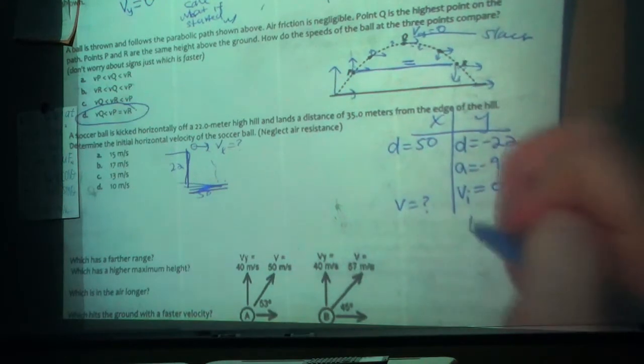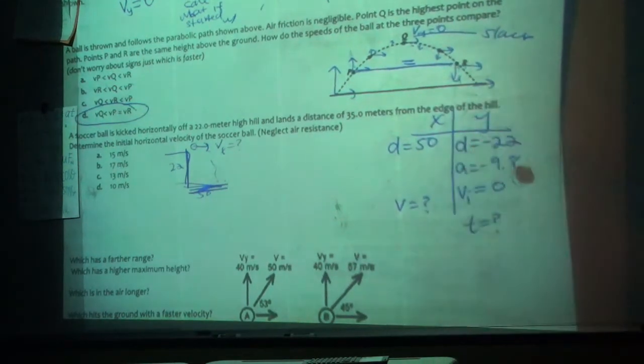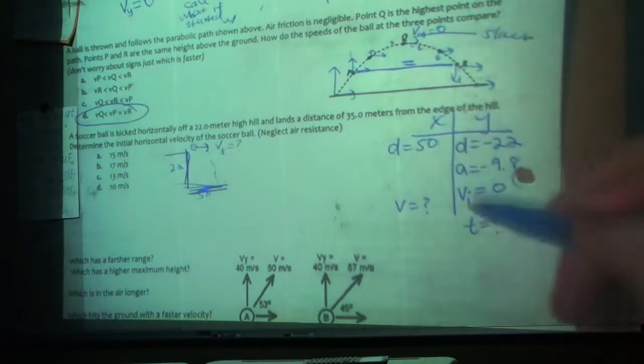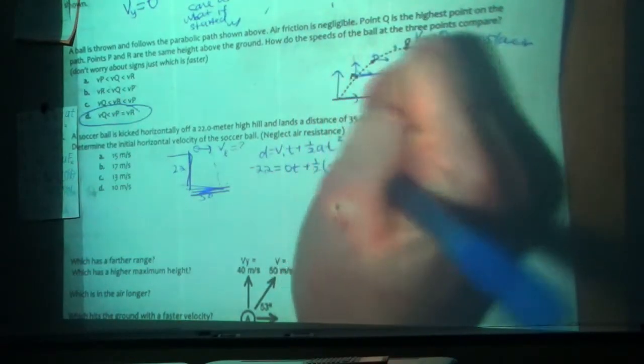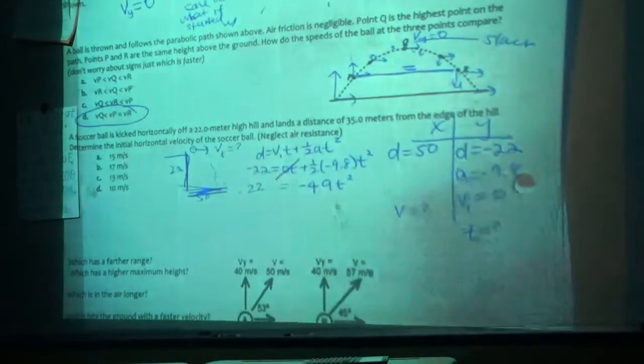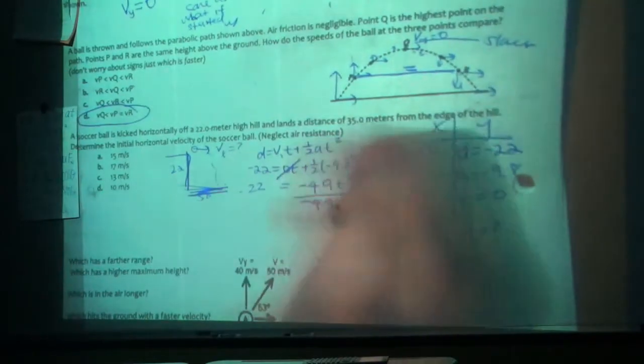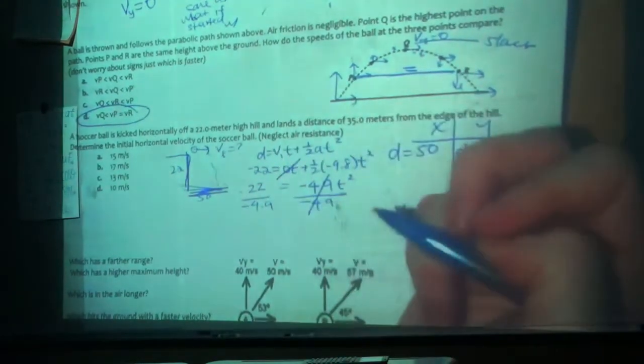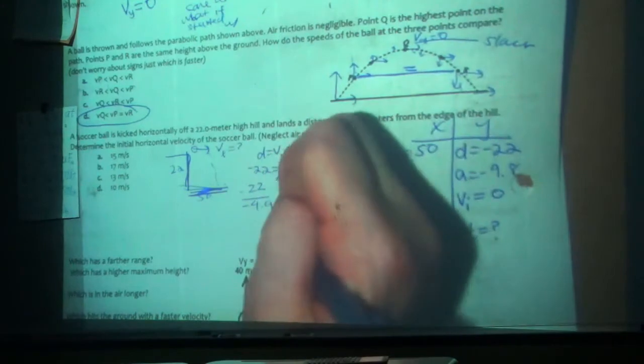And then we said we would use this to find time, so we can plug into v equals d over t. With distance, acceleration, initial velocity and time, we would use our d equals vi t plus 1/2 a t squared equation. Distance is negative 22, vi is 0, 1/2 times negative 9.8 t squared. The 0t goes away, and half of negative 9.8 is negative 4.9. Let's divide both sides by negative 4.9, and 4.49 equals t squared. That's what the time squared is.